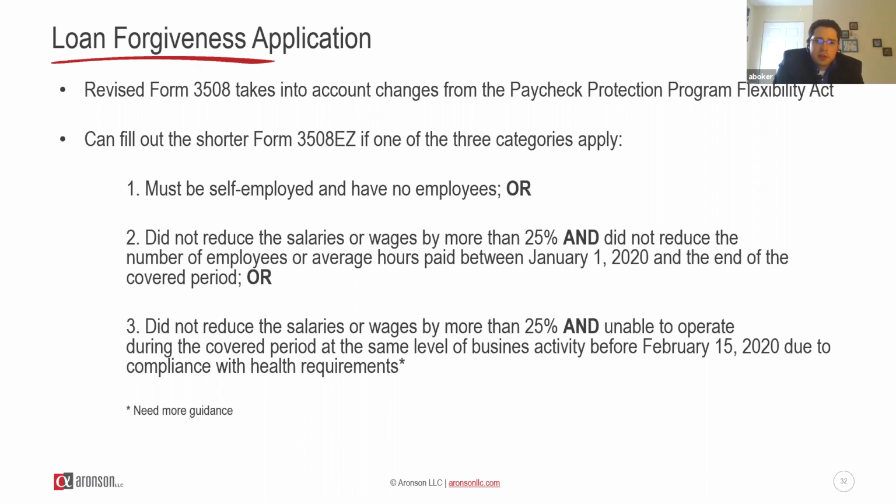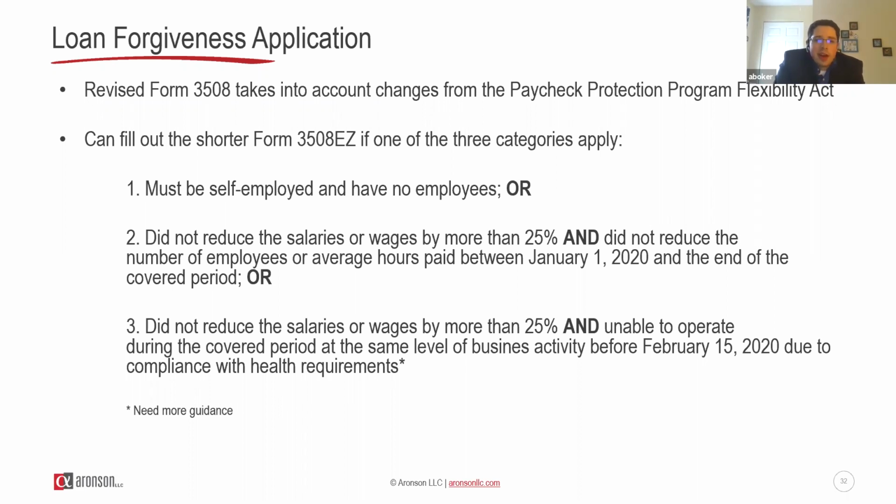But what they also offered, this is brand new, is a Form 3508 Easy. And this is a 3-page form which really streamlines going for this loan forgiveness. And you can use the 3508 Easy form if you fall into one of 3 categories. One is you're self-employed and you have no employees. And as we mentioned earlier, if you're self-employed and you go for the 24-week period, you should be able to get 100% loan forgiveness. That's basically going to cut to the chase with this.